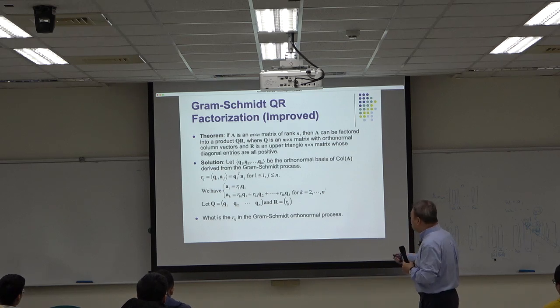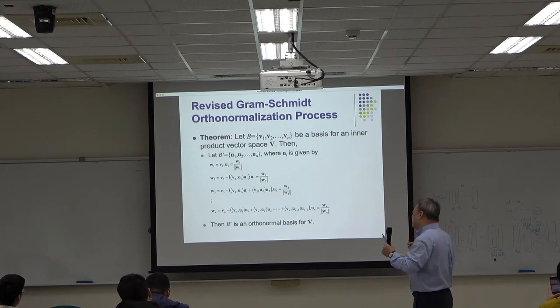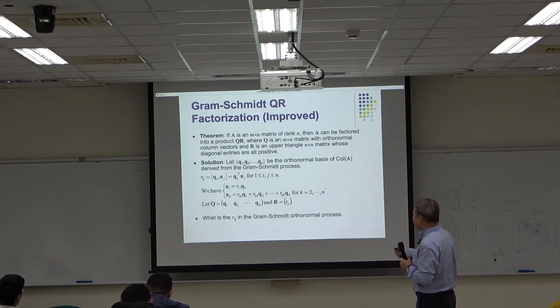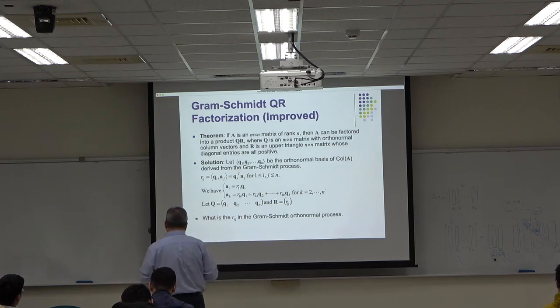So that's pretty much about it. That's the concept of Gram-Schmidt QR factorization. This is something new in this section. In other words, you can represent, or capture, the whole process by the matrix factorization.